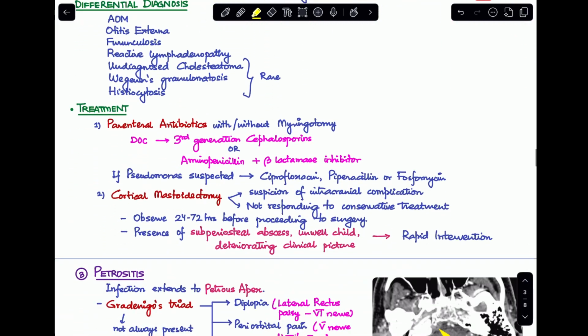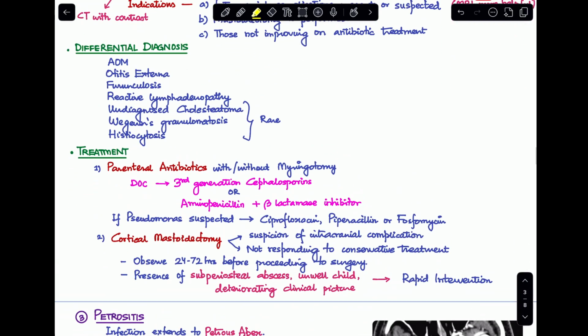Coming to treatment of acute mastoiditis. The treatment primarily involves the usage of parenteral antibiotics with or without myringotomy. And the drug of choice over here is either third generation cephalosporins or a combination of aminopenicillin and a beta lactamase inhibitor. If we suspect that there is a Pseudomonas infection, in that case we should use ciprofloxacin, piperacillin, or fosfomycin.